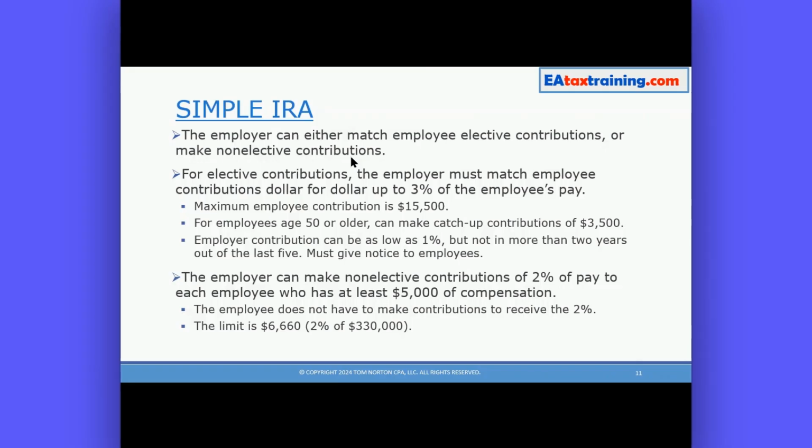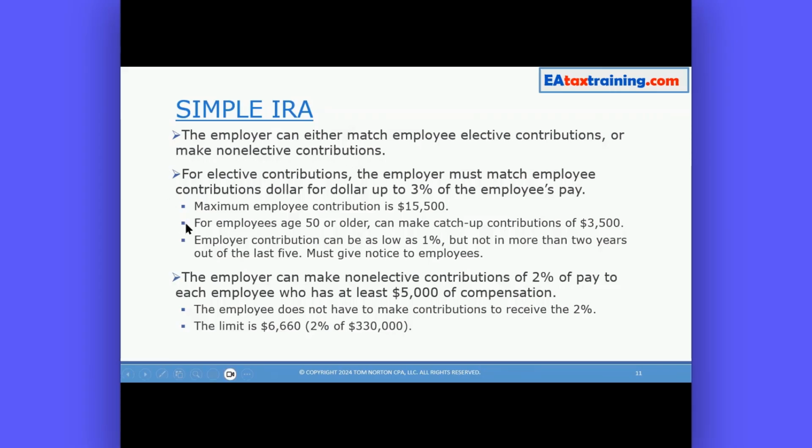The employer contribution, remember, they're supposed to match employee contributions dollar for dollar up to 3%. But they will allow you to go as low as 1%, but not in more than 2 years of the last 5, and they have to give notice to the employees. What they're allowing for here is that there might be some years that are better than others. So they're going to allow you to stray from that 3% once in a while. No more than 2 of the last 5 years, that 3% number can go down to as low as 1% for the employer matching contributions.